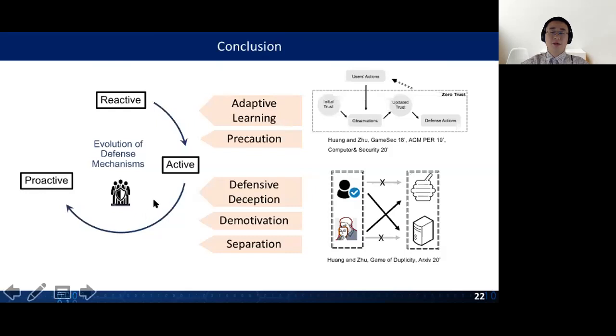To meet the two challenges of adversarial deception, we designed this active and proactive defense framework. The active defense uses adaptive learning and precautions to counter adversarial deception. The proactive defense further aims to deceive attackers and demotivate them from launching the attack in the first place, which is more efficient than post-attack mitigation. By delicately designing the user's information and incentive, we separate legitimate users and insiders to take different actions in the defender's favor under the same information disclosure.